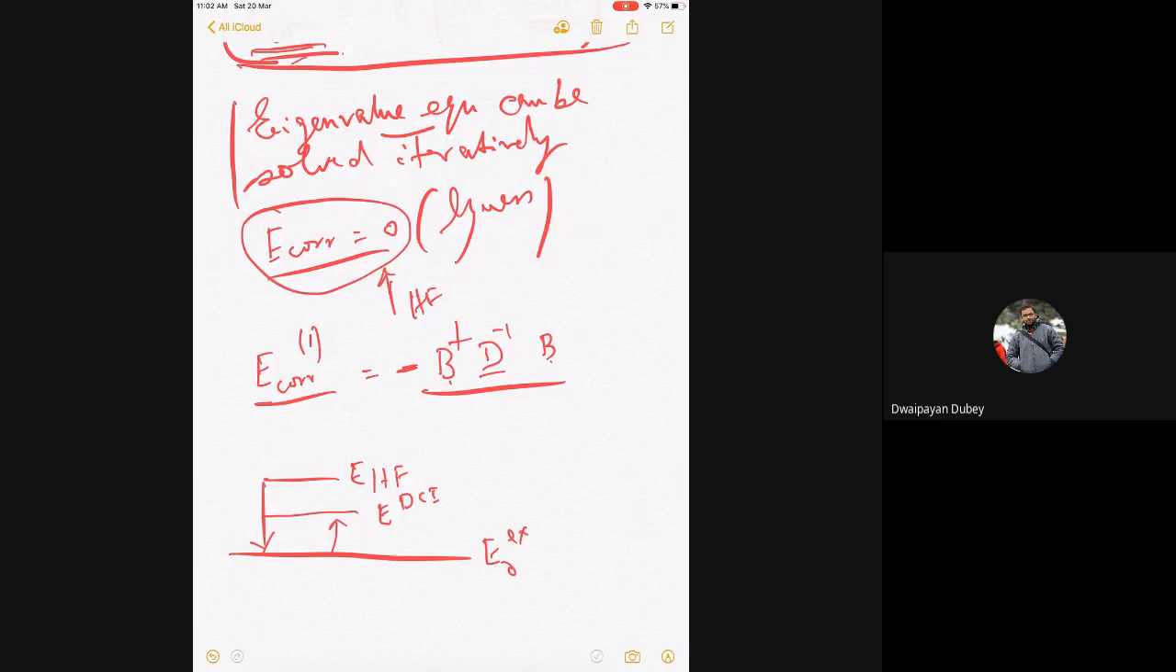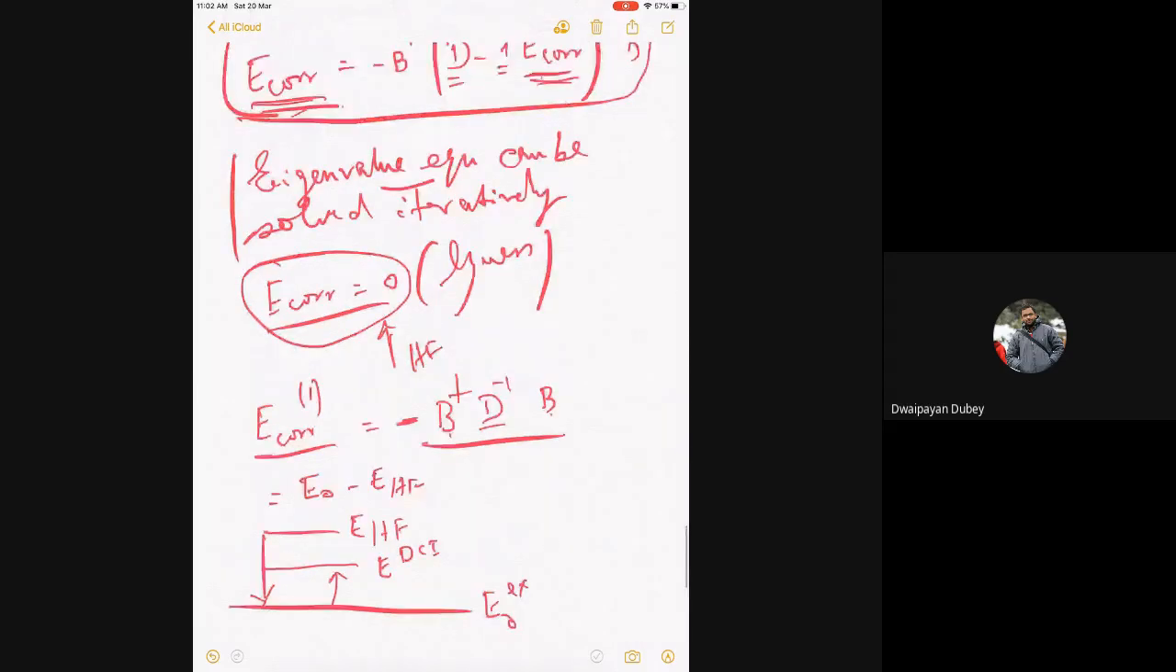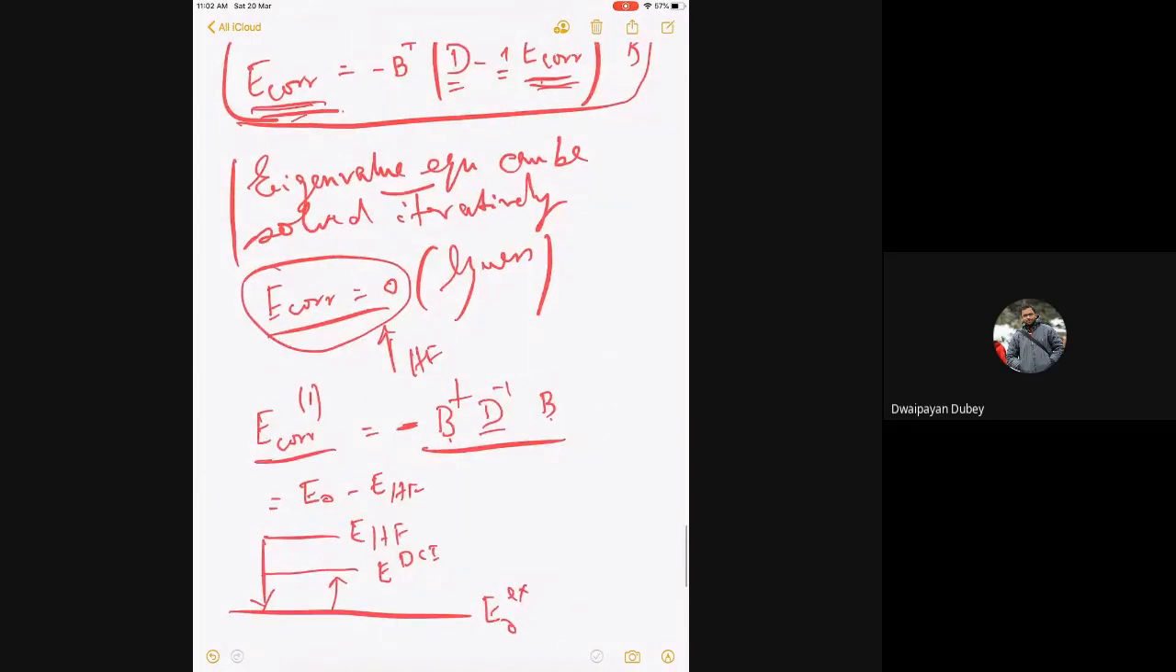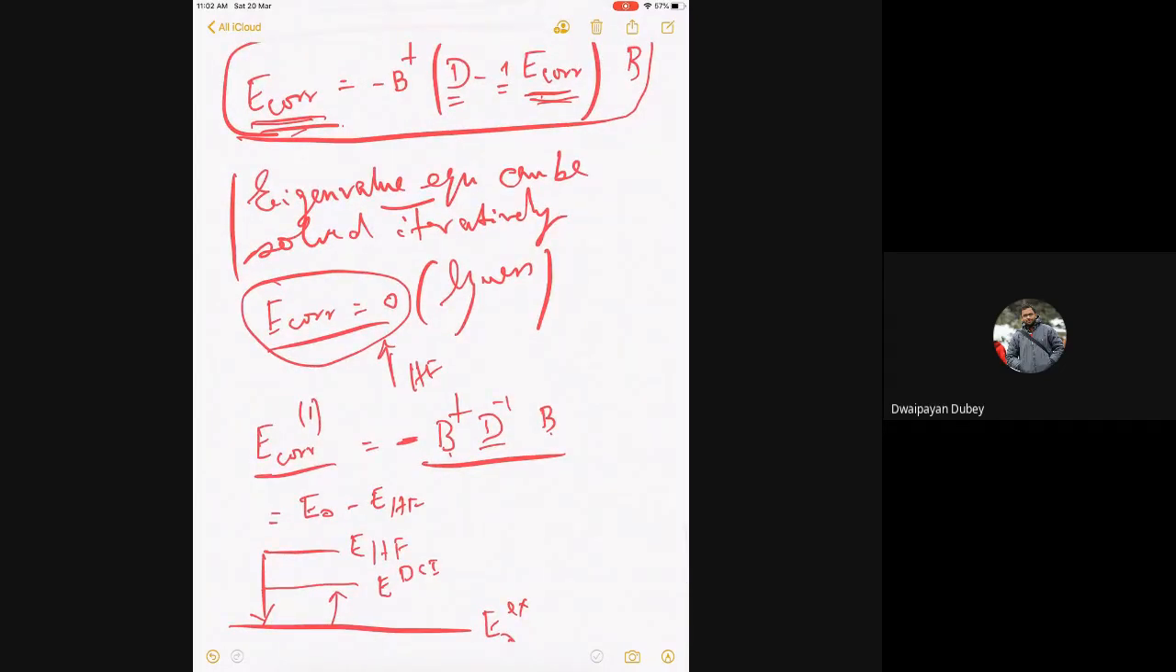So my correlation energy here is basically E naught minus E Hartree-Fock. So that's always negative. Please ask questions if there is any confusion here. So this is the first approximation. Of course, you don't stop here. Then you put this back here. Next approximation, you continue. It becomes more and more messy. More number of B dagger B comes. But at the first approximation, it is very simple. So if you just make this guess, at least you get some correlation energy.